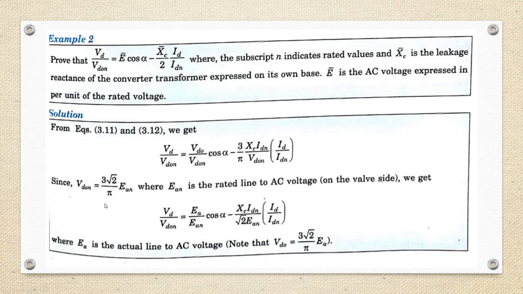But this Vd0n is equal to 3 root 2 by pi EAN, where EAN is the rated line to line AC voltage. So we will get Vd by Vd0n equals EA by EAN cos alpha minus Xc IDN by root 2 EAN Id by IDN, where EA is the actual line to line AC voltage. So we have to note here that Vd0 is 3 root 2 by pi EA.